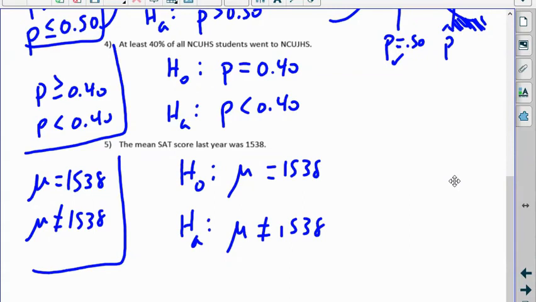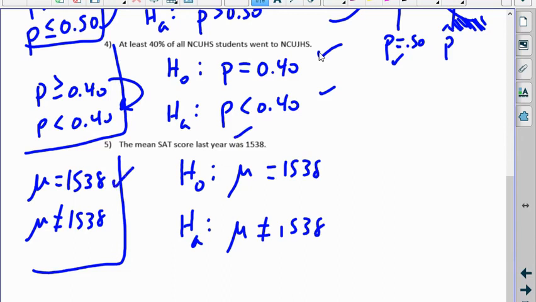At least means you could be that or more. So that gives you that greater than or equal to. Equal to has to be on your null. Alternative: what's the complement of being greater than or equal to? Being less than. That doesn't have an equal sign, so that's got to be on your alternative. This would have been a one-tailed test, just testing the lower tail. Then we see that it's an equal sign here when we write our statement.